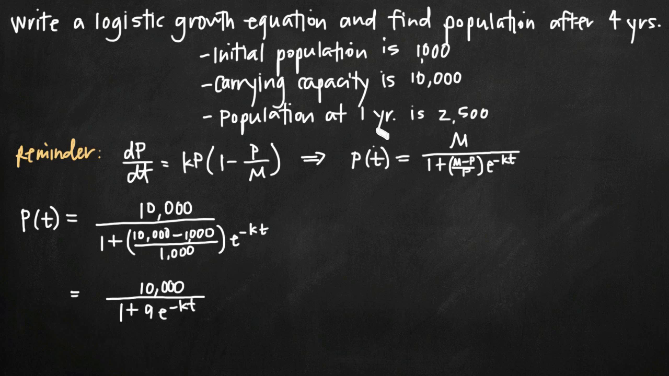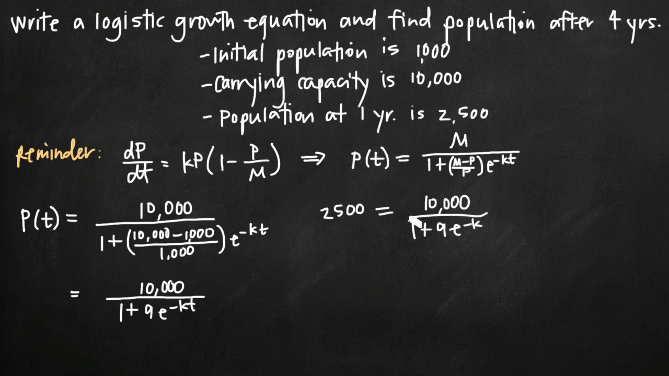The way that we'll do that is by using the information that we've been given that our population is equal to 2,500 after 1 year. So what we'll do is set this equal to 2,500, and we'll call t 1, and that'll leave us just with k, and we'll be able to solve for k. So we'll get 2,500 equals 10,000 divided by 1 plus 9e to the negative k. T is 1, so we just end up with negative k here in our exponent.